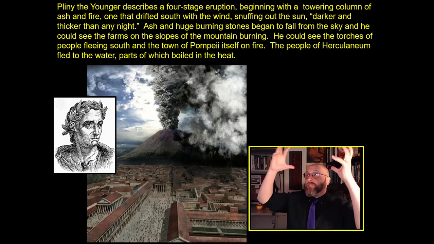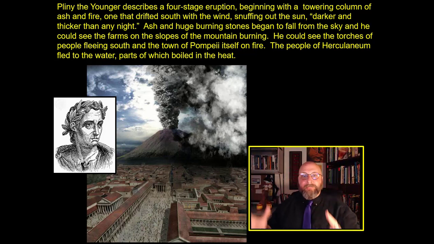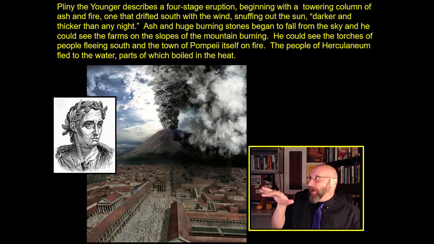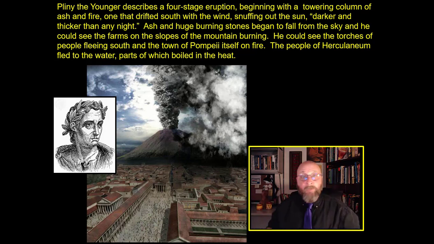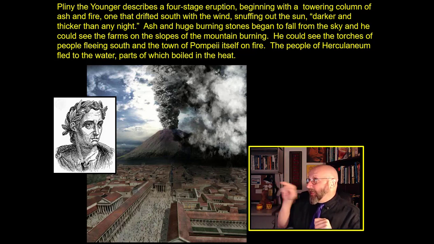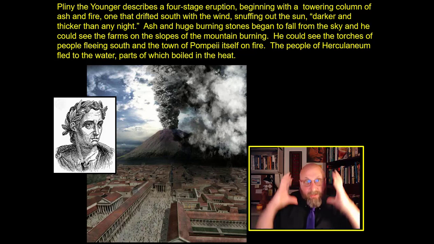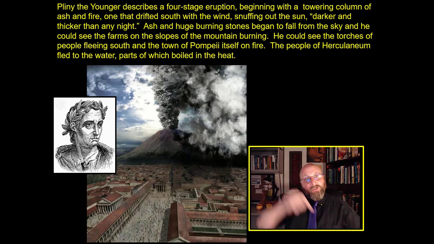Ash and huge burning stones start to fall from this cloud, and he could see farms on the slopes of the mountain burning. He can see the town of Pompeii itself is on fire. He can see long lines of people with torches fleeing the city to the south. He describes them as having pillows tied on their head as these burning rocks shoot out of this cloud which has emerged from the top of the volcano.